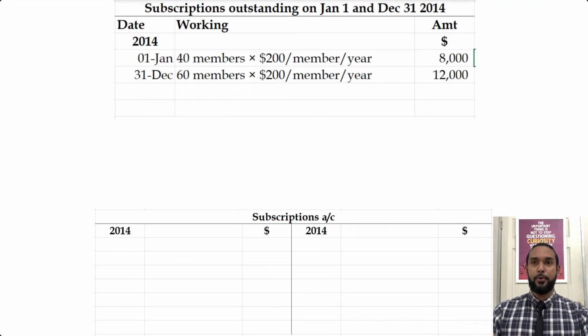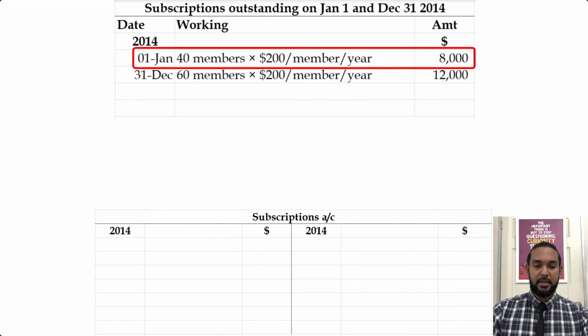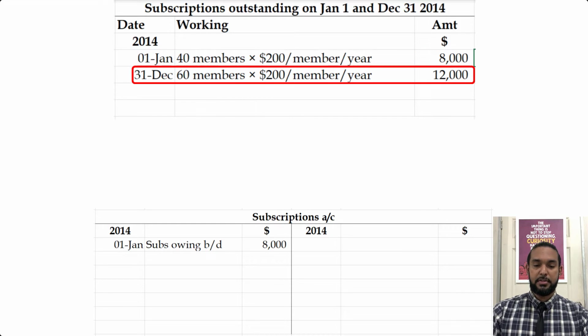Okay, so let's start by populating the T account, the subscriptions account, with the opening and closing balances. Now, there's no one right order in which you have to fill in the information. Certain things belong on certain sides. So again, the subscriptions outstanding at the start, that's a current asset, and that will be brought down on the debit side of the subscriptions account. Similarly, the closing balance of subscriptions outstanding, that will also be brought down on the debit side of the account. But prior to being brought down on the debit side, you have to be carried down from the credit side. So those figures there are the subscriptions owing at start and at end.